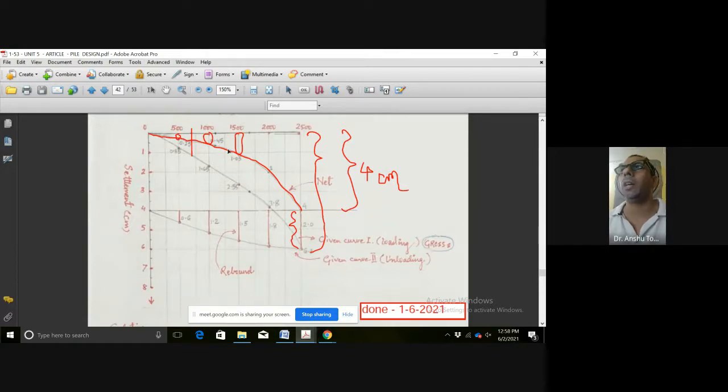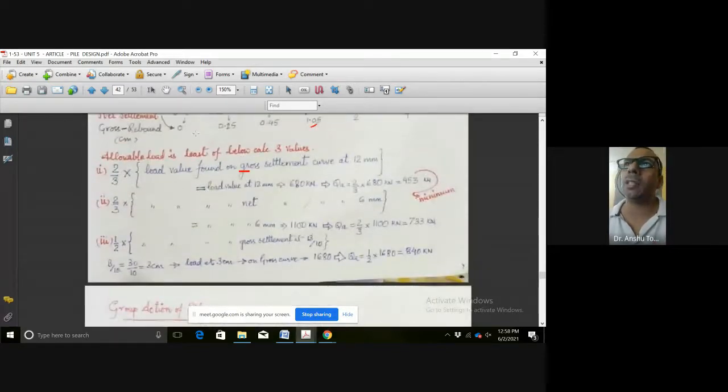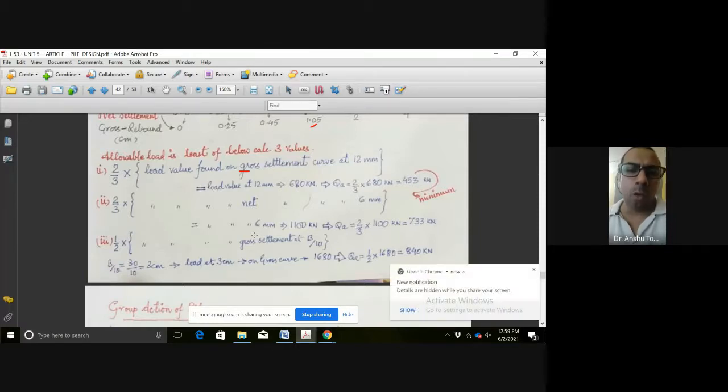Now after doing it, I will remove all these things. Our purpose is to evaluate the ultimate load bearing capacity of the pile. And this can be evaluated based upon these three parametric values. Whatever is going to be minimum is going to be selected, because we are always going to be on the safer side. So the first criteria is 2/3 of the value of the load corresponding to 12 mm of the gross settlement.